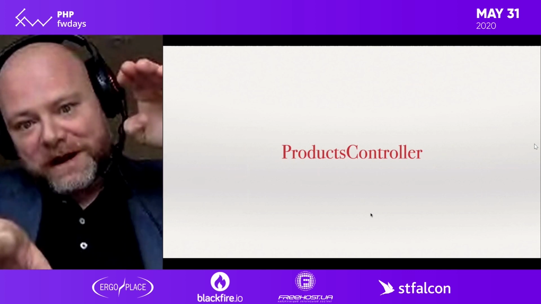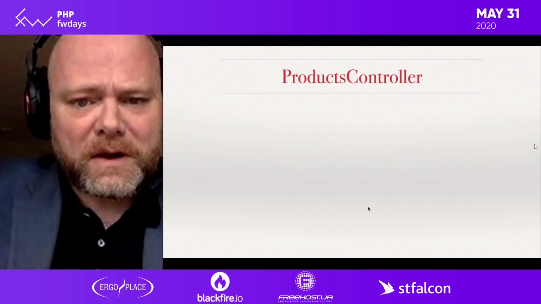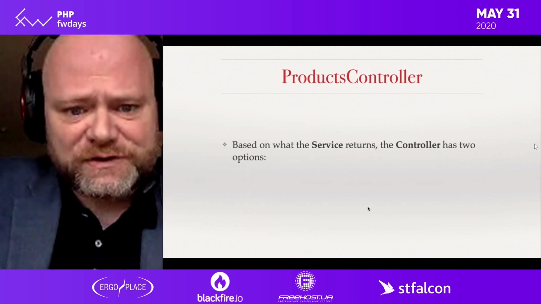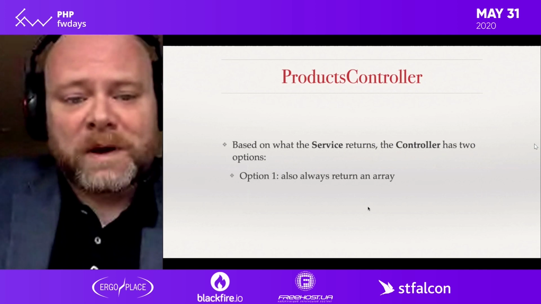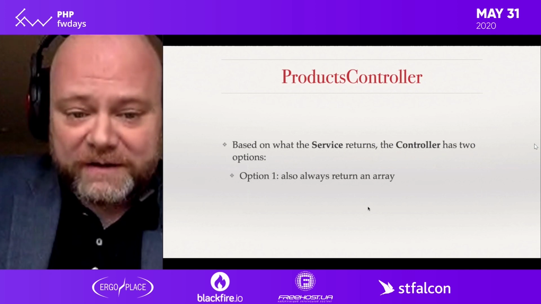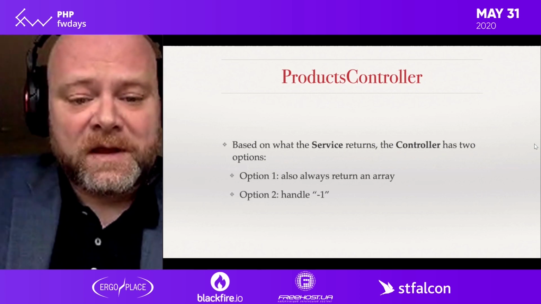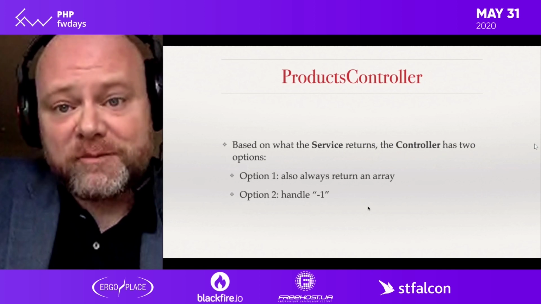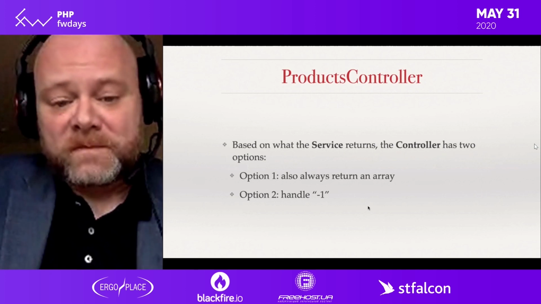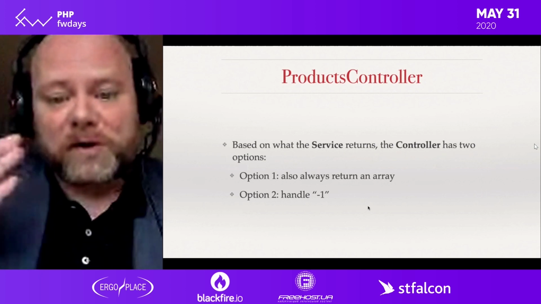You have the controller now, right? So we're going to look at the controller. So the controller could be receiving a -1. So now based on what the service returns, the controller has two options. In option 1, the controller could also always return an array of products. It could return an empty array of products even if it does not find a user. And then option 2, the controller could try to be smart, handle the -1 case such that it can signal to the user that a wrong user was passed, right? That's one way to do it. So we're going to look at both options.